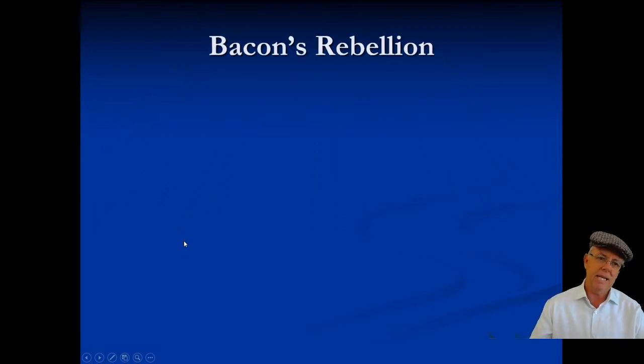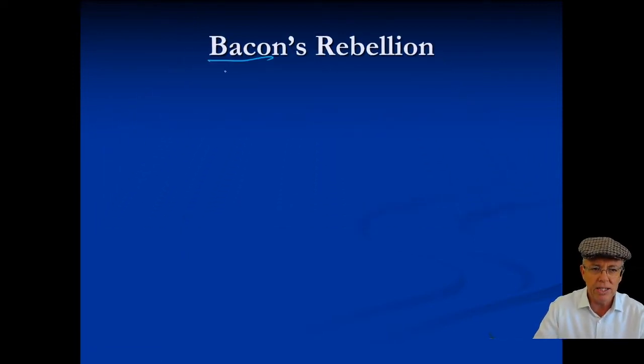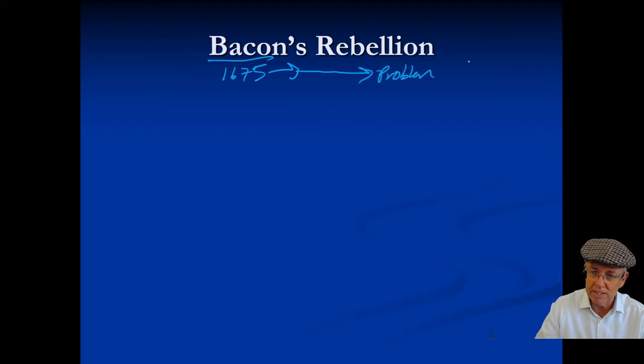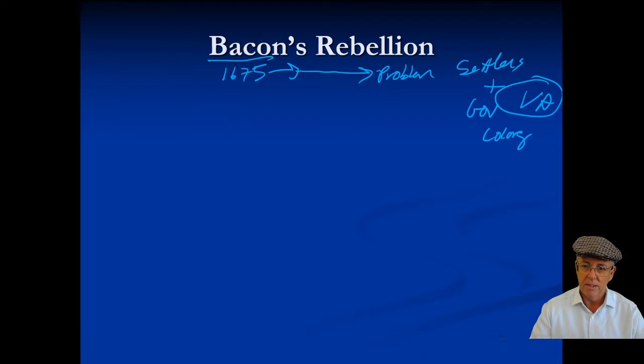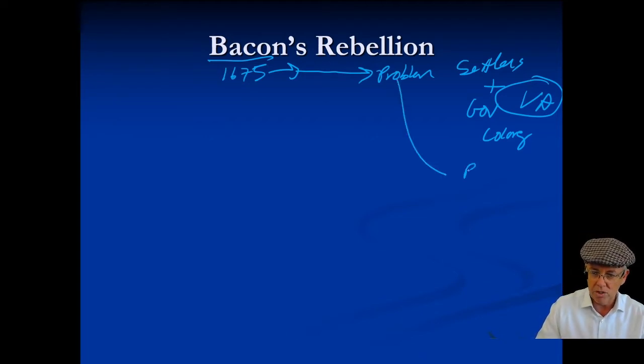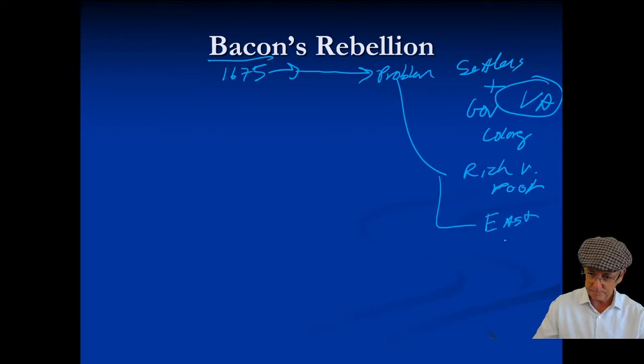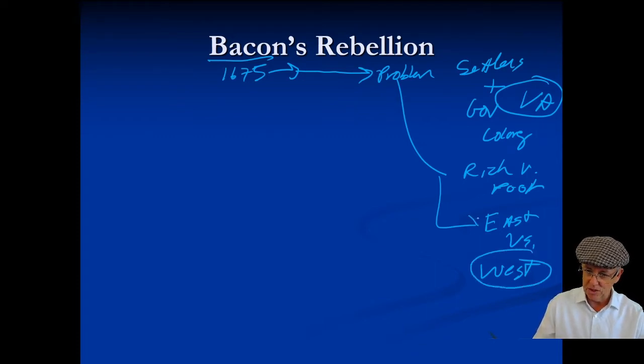So Bacon's Rebellion. Again, the one thing I want you to know is Bacon's Rebellion is 1670s, more or less. And what it's going to relate to is a problem between the settlers and the government of the colony. And this is in Virginia. VA is Virginia. Okay, so that's one. It's going to be an issue of rich versus poor. It's going to be an issue of East versus West. The West are the poor, the East are the rich.